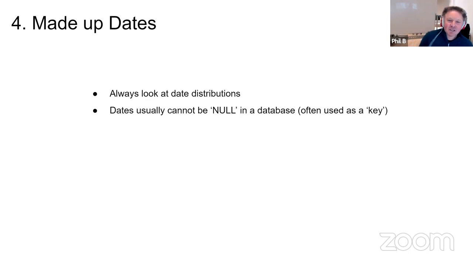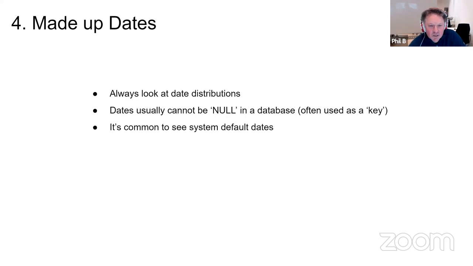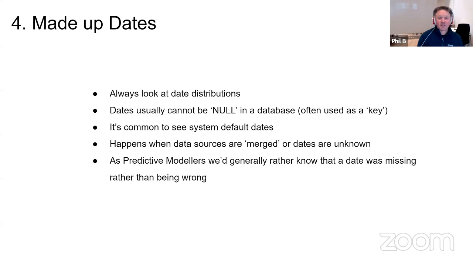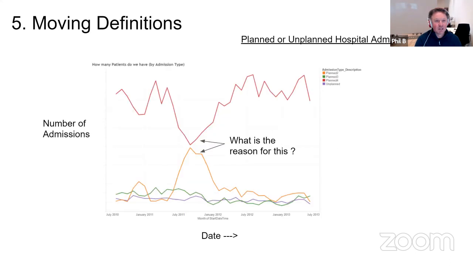So in databases, sometimes dates are a primary key, so you're not allowed to have a null or a missing date. So these database people will make up dates for you. It's not a good thing from a data scientist perspective. We'd rather know if it was missing, it was missing. So you get system default dates. As I said, from our perspective, we'd rather know the date was missing than that it was made up.